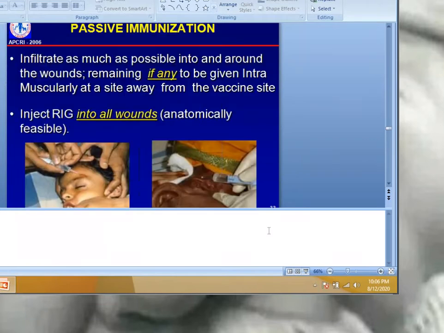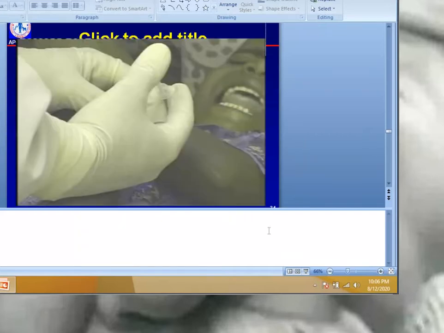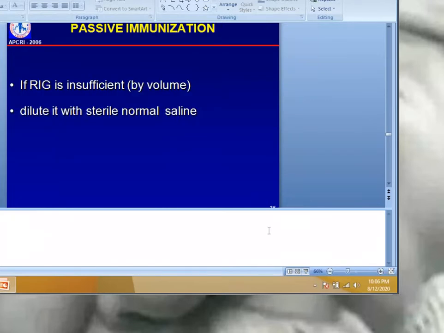Infiltrate as much as possible into or around the wound, and the remaining, if any, is given intramuscularly at a site away from the vaccine site. Inject RIG into all wounds, as far as anatomically feasible. So we can inject the immunoglobulins in all the wounds, and the remaining we can inject intramuscularly, away from the vaccination area. That is how they have to be injected. If the RIG is insufficient in volume, you can dilute it in sterile normal saline.